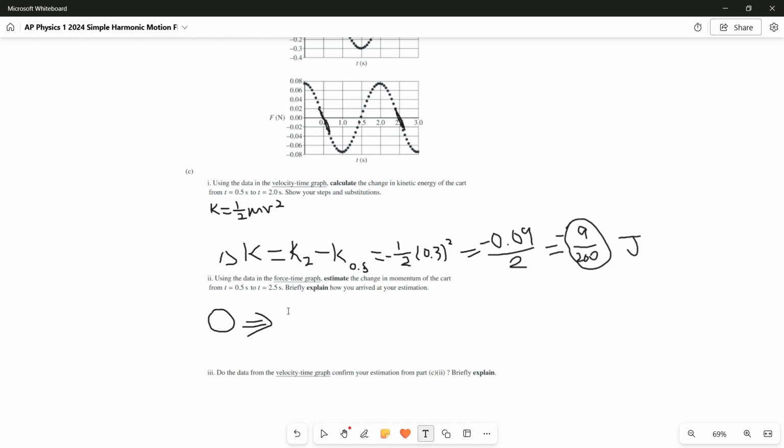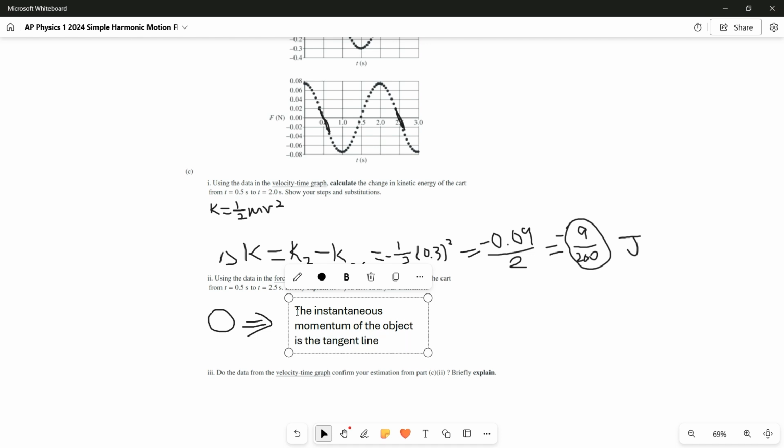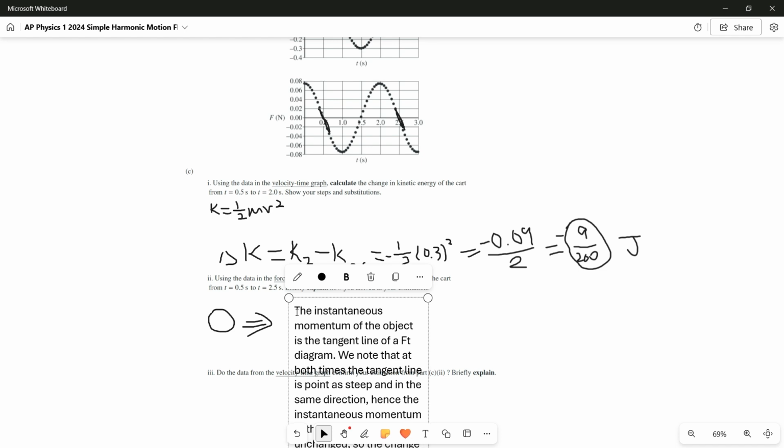And we simply need to write the instantaneous momentum of the object is the tangent line of an F-T diagram. We note that at both times the tangent line is pointing as steep and in the same direction. Hence, the instantaneous momentum of the objects is unchanged, so the change in momentum is 0.